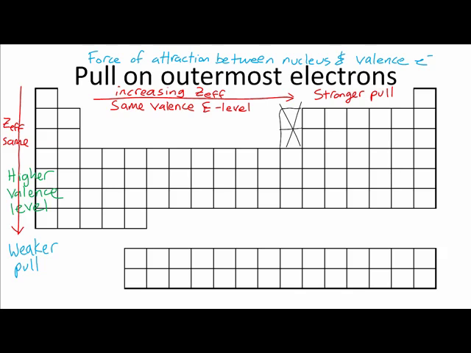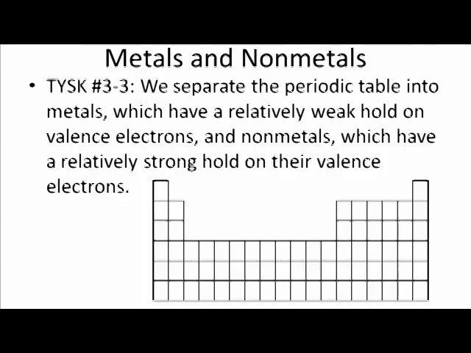Yesterday we discussed the general idea of how position in the periodic table gives us a sense of how tightly held the valence electrons are. All right? And that general idea, today we're just going to apply to some specifics. So, those specifics.